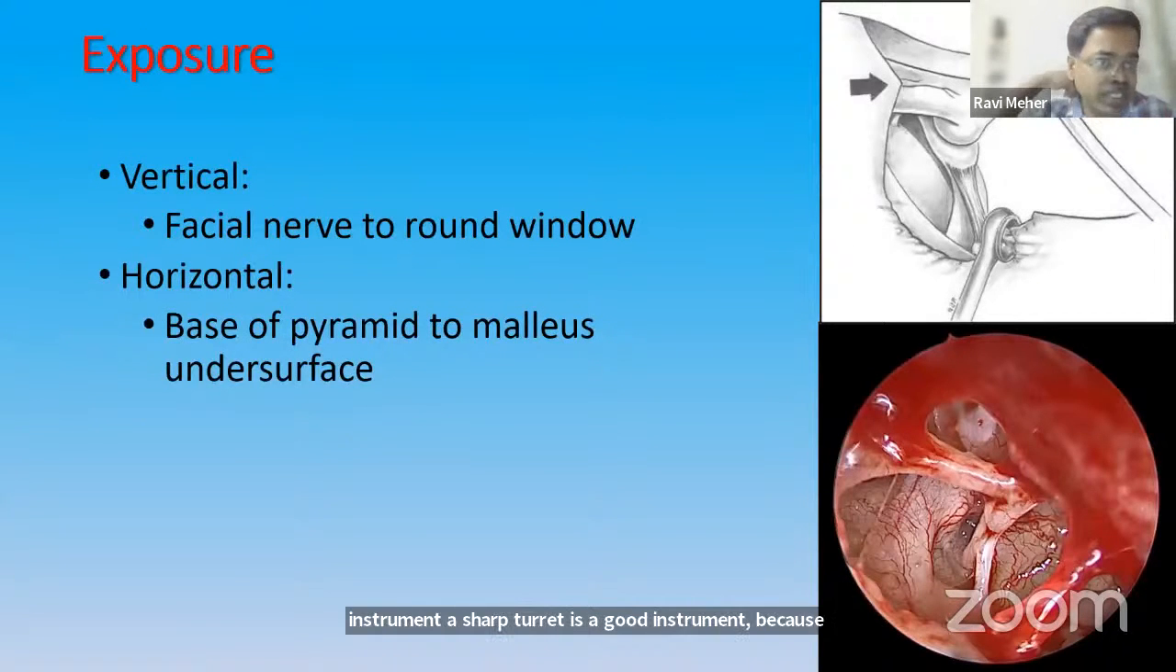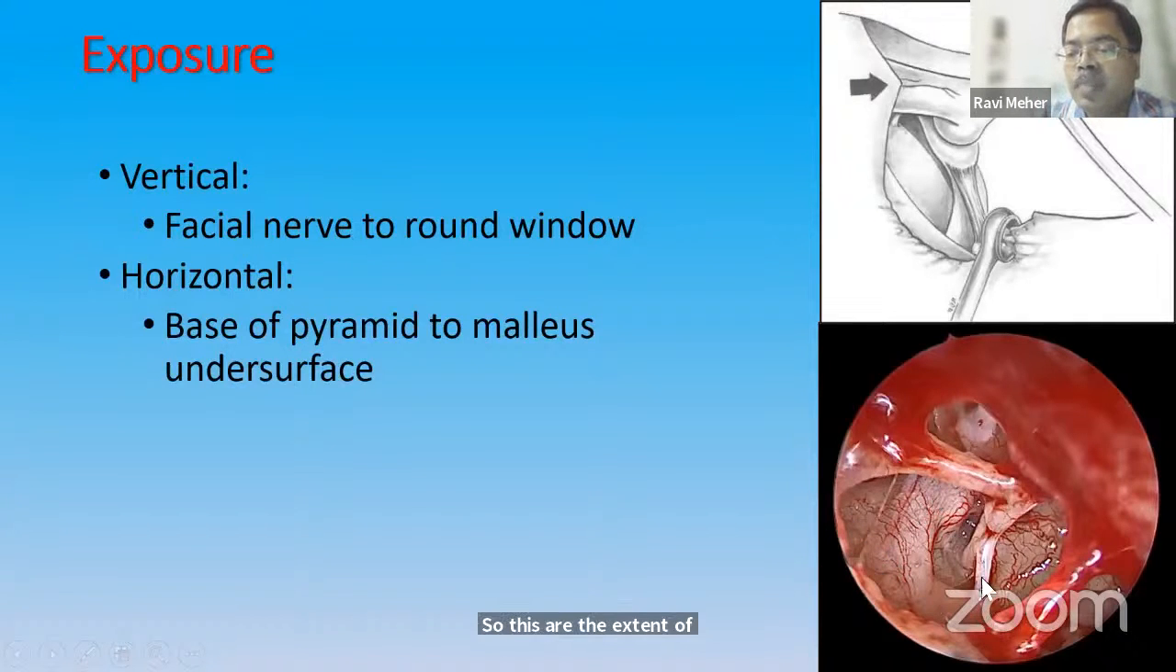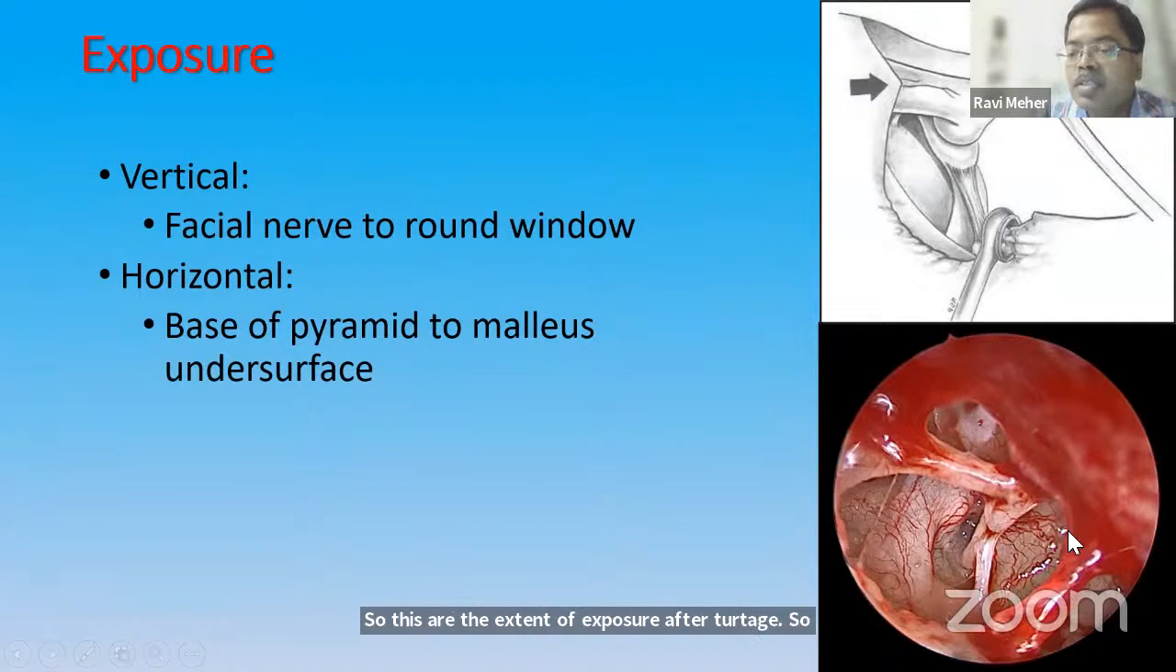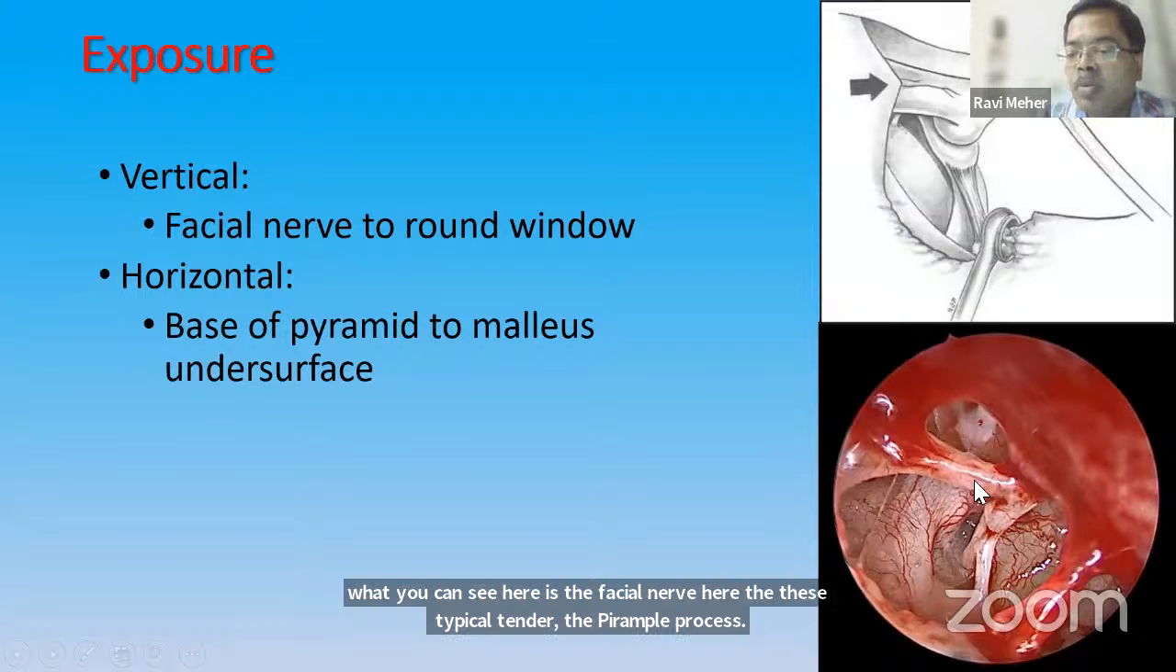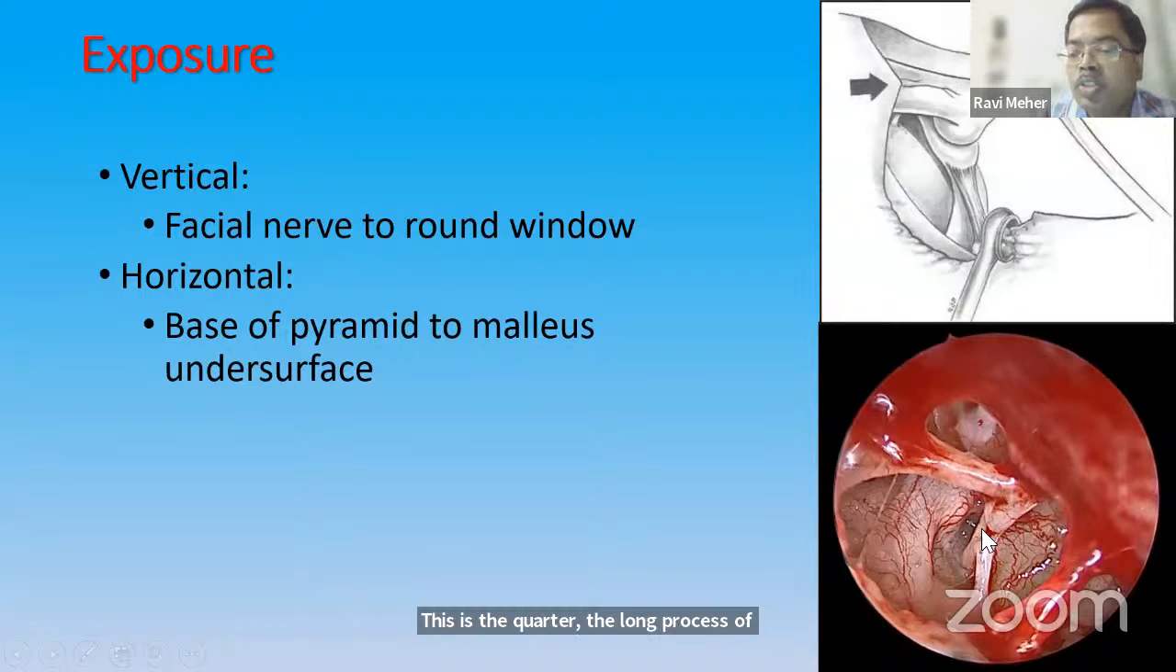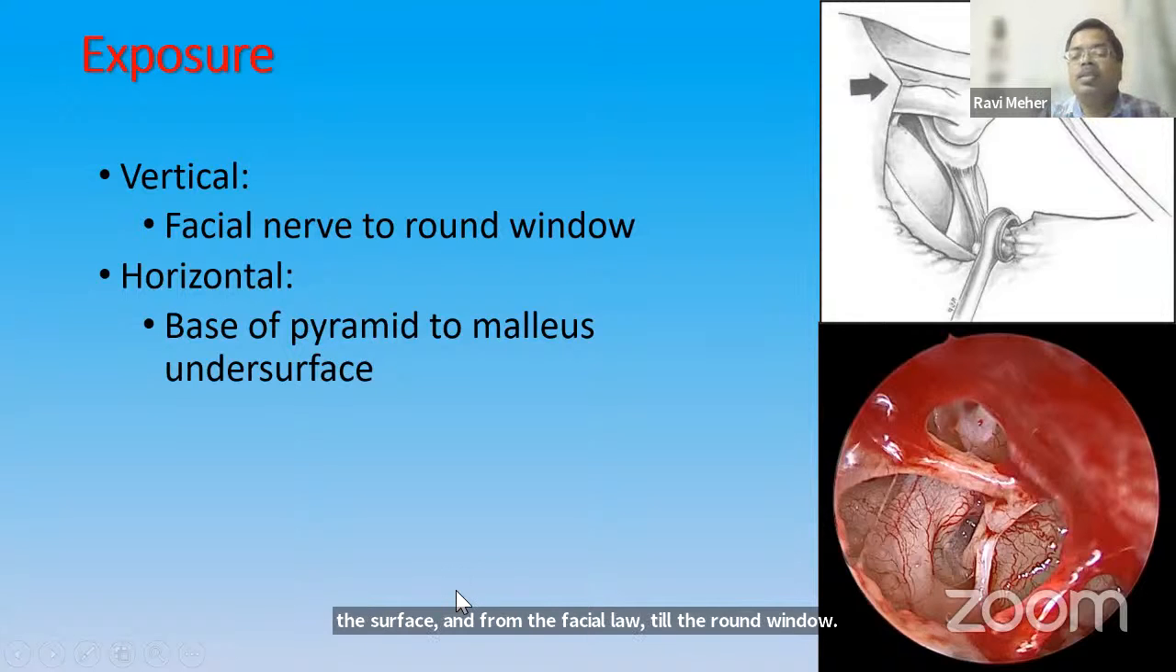What is the extent of exposure? So this is the extent of the exposure after curettage. What you can see here is the facial nerve, the stapedial tendon, the pyramidal process. This is the chorda tympani, the long process of the incus, the incudostapedial joint, the posterior crus, and the footplate. So this is the extent of exposure you should have, right? From the base of the pyramid to the malleus undersurface, and from the facial nerve till the round window. So this much exposure is important for stapes surgery.